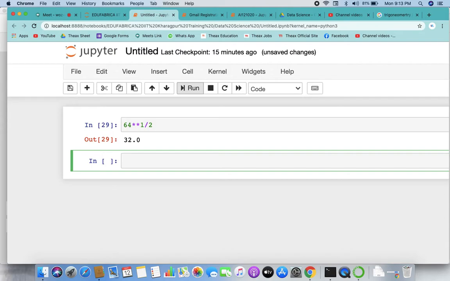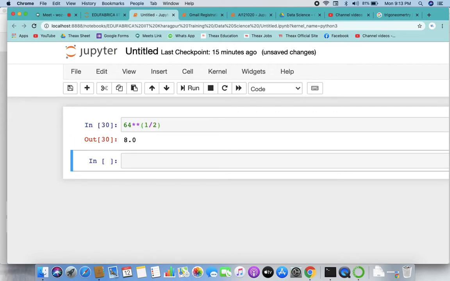The answer is wrong. Actually, I made something wrong. That's why the answer is wrong. Just a moment. So it is 64, that will be in the bracket actually. The priority of the power function is higher than division.